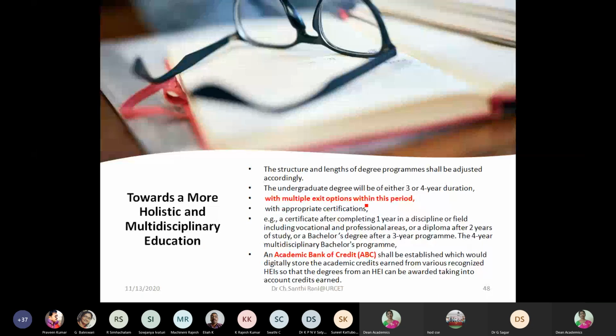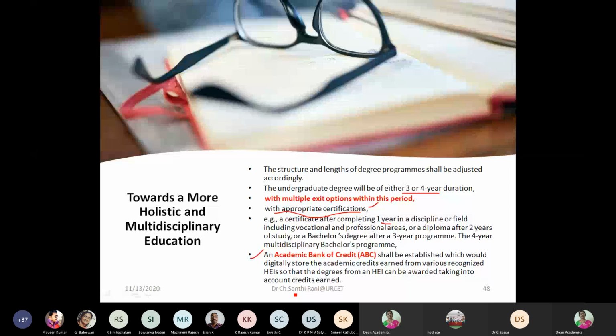So with the multiple exit options for a period, as I have mentioned, either 3 or 4 years duration if an undergraduate joins, if they want to leave the institution after a certain point, we give them an appropriate certificate. For example, a certificate after completing 1 year in a discipline or field, including vocational and professional areas, or a diploma after 2 years of study, or a bachelor's degree after a 3-year program, and the 4-year multidisciplinary bachelor's degree, like that we are going to give.